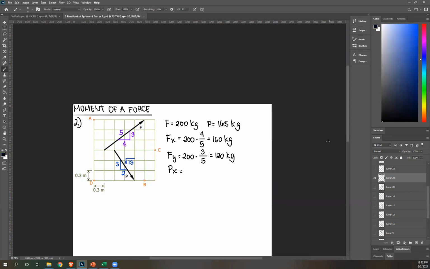Once again, you don't have to solve, I'll give you the answer. Px is just copying the force, 165, multiplied by the horizontal side, which is 2, over the hypotenuse, square root of 13. That should give you 91.53. You can solve along because you need to store this.